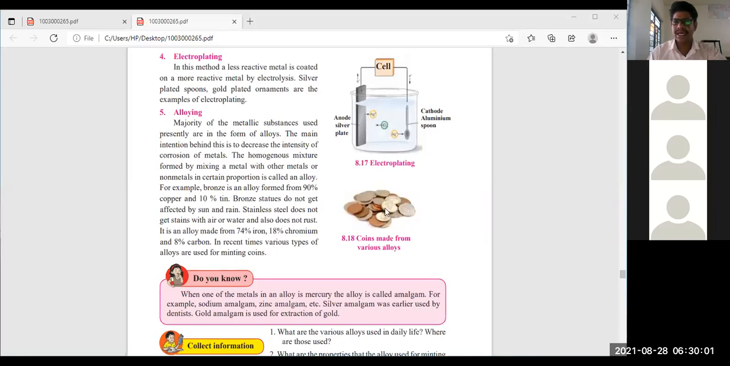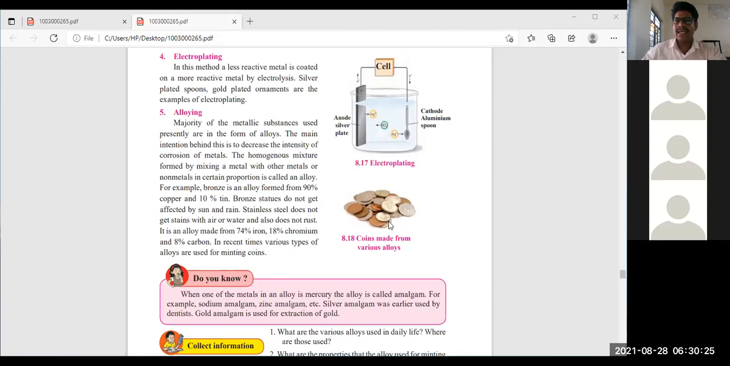There are so many reasons. Now we are using coins. That coins are made from many different alloys. If you see, their color is different. Even though the 1 rupee coin and 2 rupee coin have a silver coating, they are made of one alloy. You have to find out which type of alloy. So what is the main intention behind it? That is only to prevent corrosion of metal.